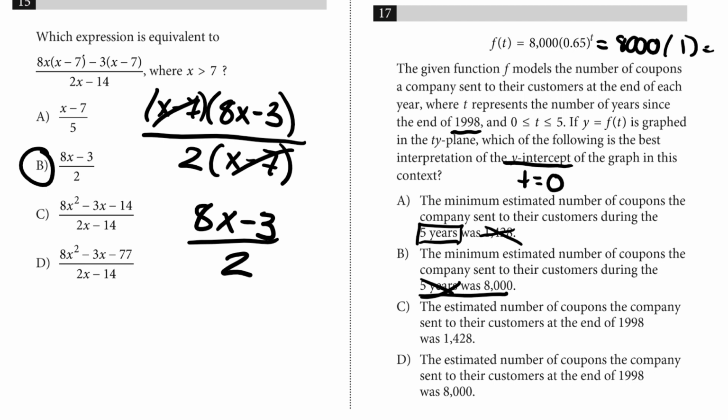C tells us that at the end of 1998, the total amount was 1428, which we know is wrong. And D, the last one, says at the end of 1998, the number of coupons that they sent to their customers was 8,000. And that is what we're looking for.